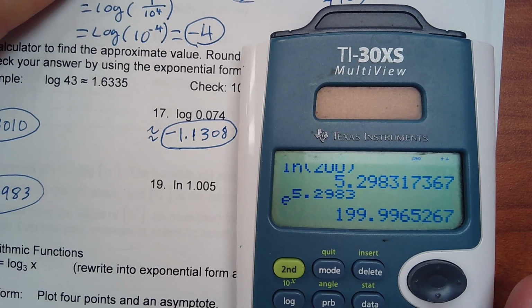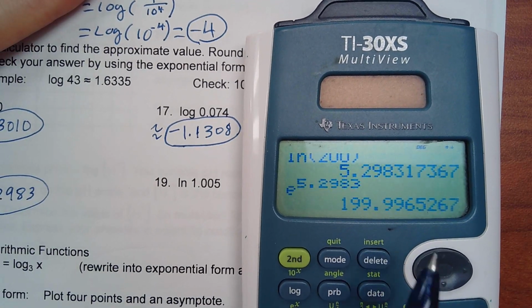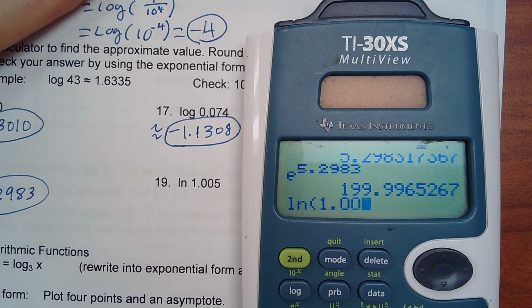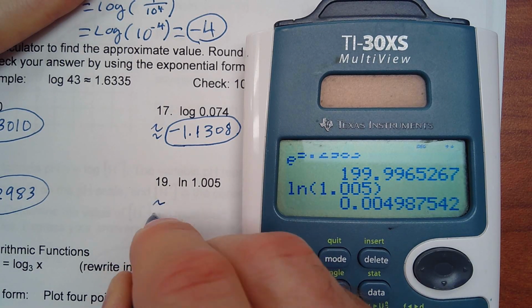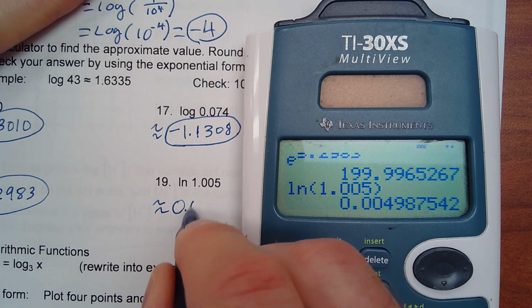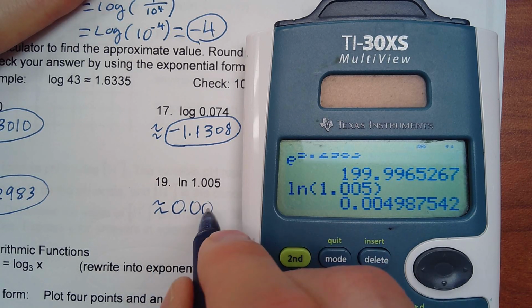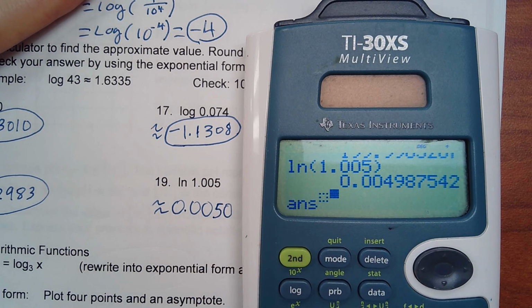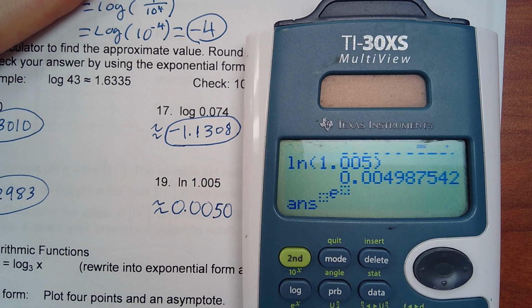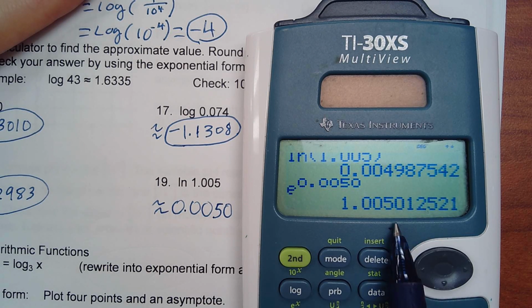And let's do number 19. Natural log of 1.005. So that's going to be about 0.0050. So again, we're going to check it. Second ln. Oops, my bad. 0.0050. And again, I get something very close to 1.005.